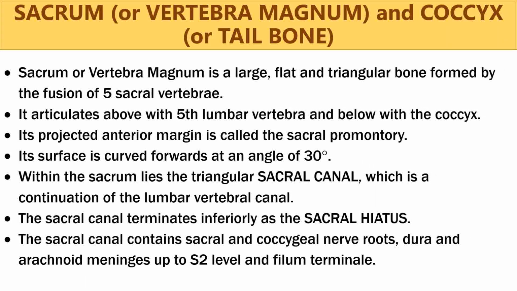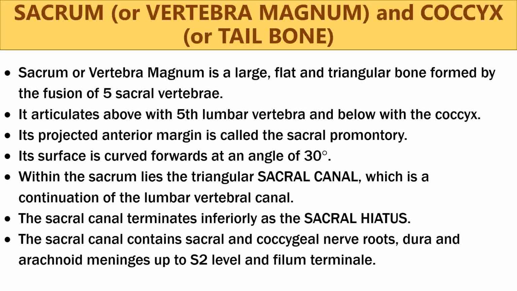Sacrum or vertebra magna, and coccyx or tailbone. The sacrum or vertebra magna is a large, flat and triangular bone formed by the fusion of 5 sacral vertebrae. It articulates with the 5th lumbar vertebra. Its projected anterior margin is called the sacral promontory. Its surface is curved forward at an angle of 30 degrees. Inferiorly, the sacrum articulates with the coccyx.